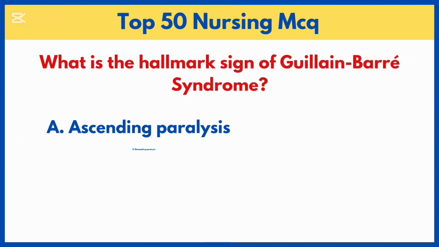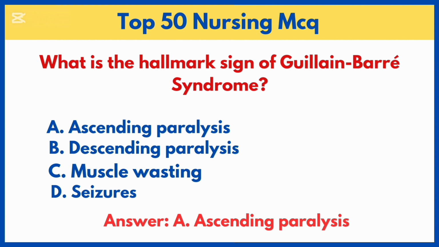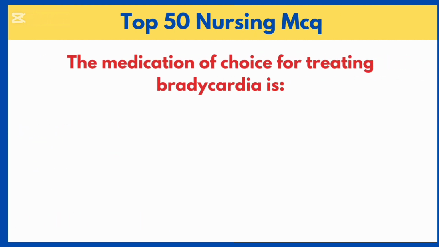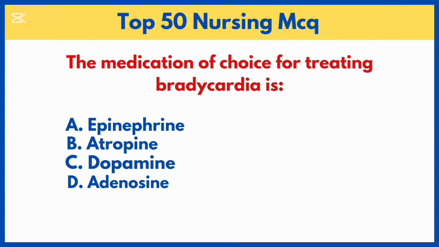What is the hallmark sign of Guillain-Barré syndrome? Correct answer is option A. Ascending paralysis. The medication of choice for treating bradycardia is. Correct answer is option B. Atropine.